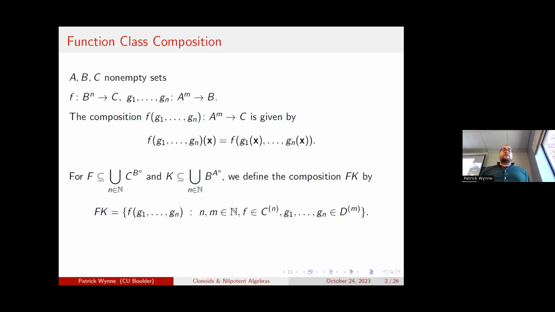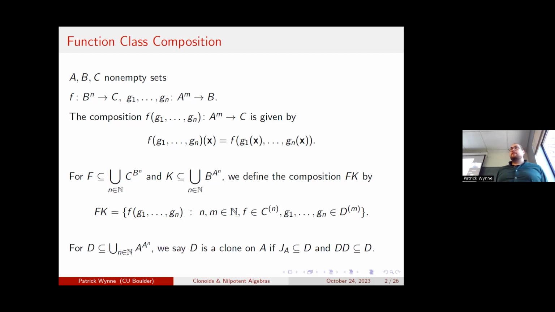So if we have a collection of functions now from B^n into C and a collection of functions from A^m into B, we define the function class composition, denoted just with juxtaposition FK, and FK is just all of the possible compositions of functions from F and functions from K, where the arities match up. Function class composition was defined maybe first in a paper of Couceiro and Foldes, which I'll also reference later on.